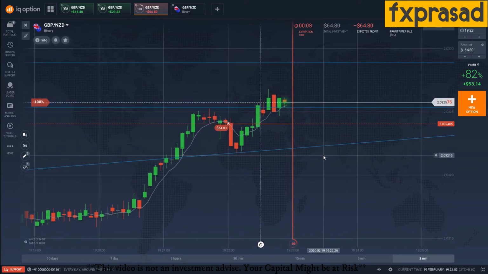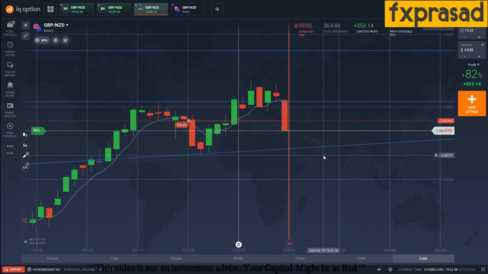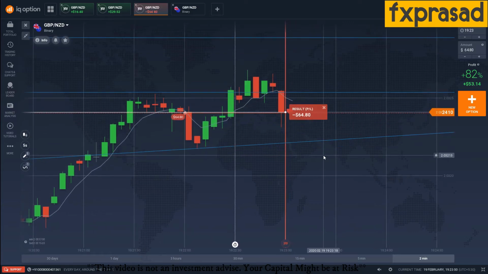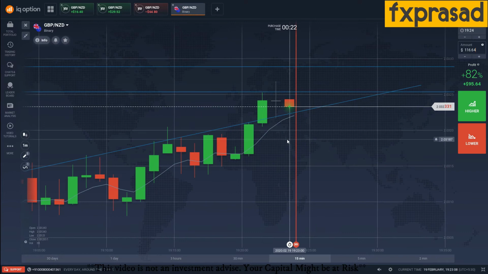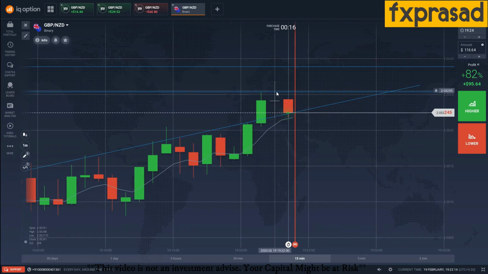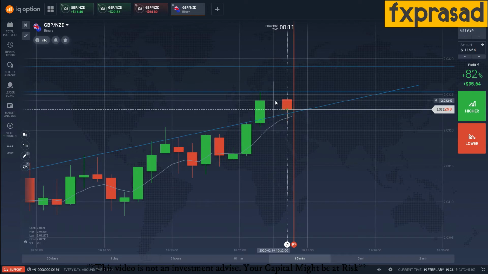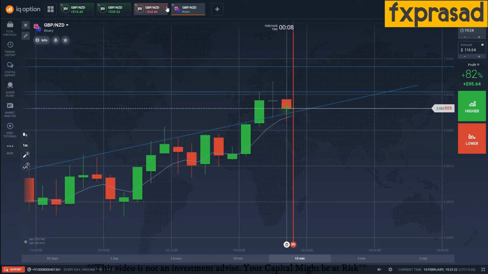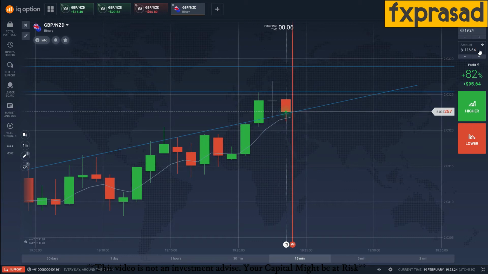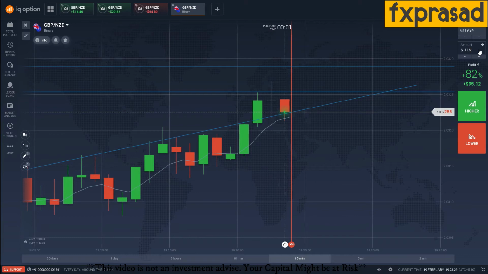See guys, by a millisecond I missed this trade. Almost I won that because I knew the sellers would come to this level. Okay, it's a doji. Okay, let's try again.